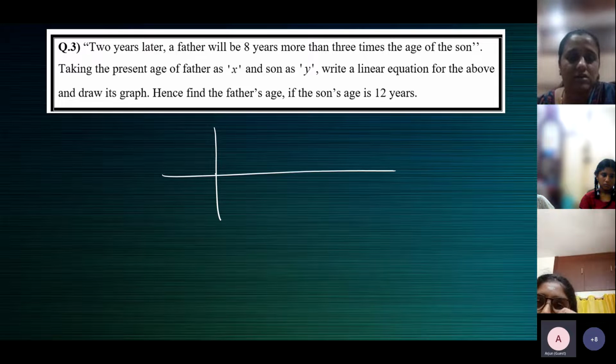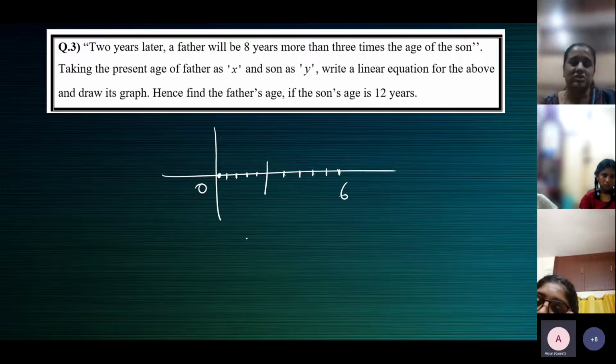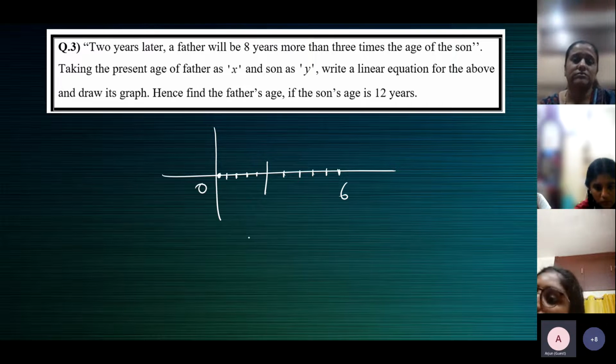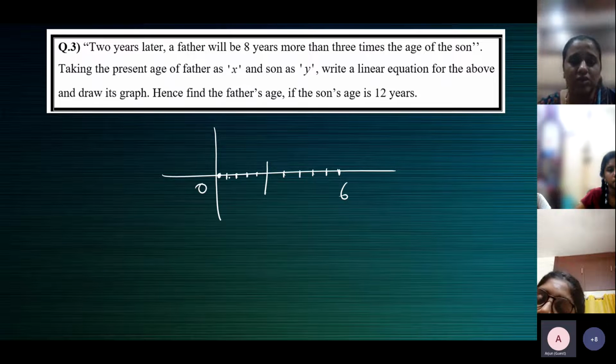Now, see here. 0 and there is 6 here. I've just magnified that. Now we have 1, 2, 3, 4, 5, 6, 7, 8, 9, 10. So you will have these divisions between 0 and 6. All of you understand? Yes, ma'am. Between 0 and 6, you will have these divisions. The 10th line will be 6.